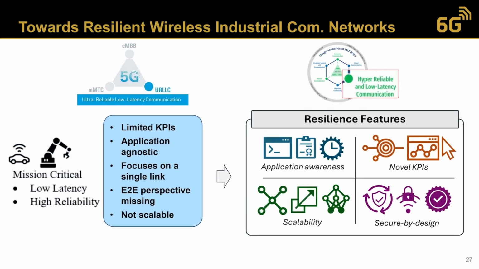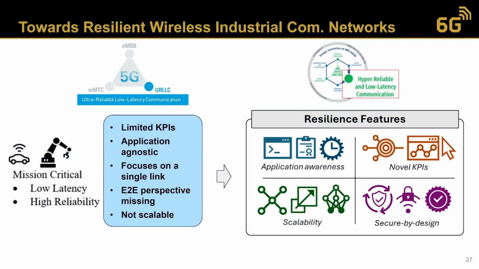So to support these needs of industrial communications in 6G, we have said earlier that there is this hyper-reliable and low-latency communication service class. And we believe that the limitations of URLLC will be addressed in this usage scenario by incorporating resilience features into hyper-reliable and low-latency communications. So what do we mean by resilience features? We are going to highlight more about this in the next slides.